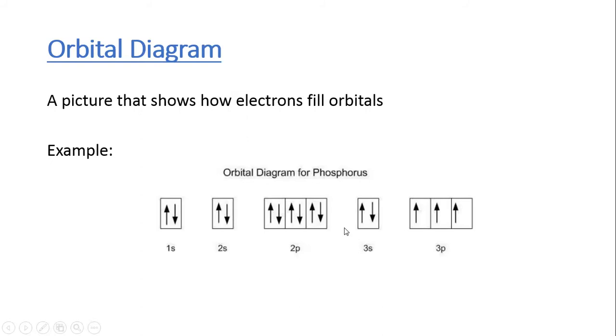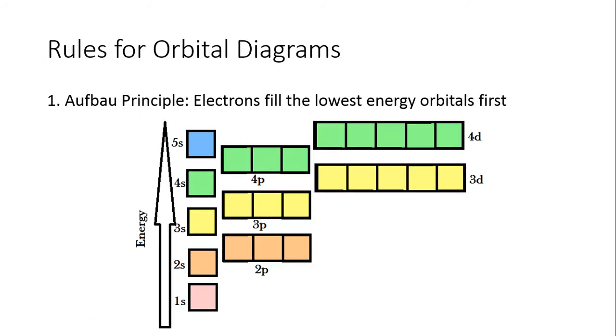There are 3 rules for filling orbital diagrams. The first is called Aufbau principle. Electrons fill the lowest energy orbitals first. So here's our lowest energy. So electrons are going to fill our 1s orbital, or our 1s subshell. There's 1 orbital here first. So then they'll go to the 2s subshell. Then there are 3 orbitals in the 2p subshell.